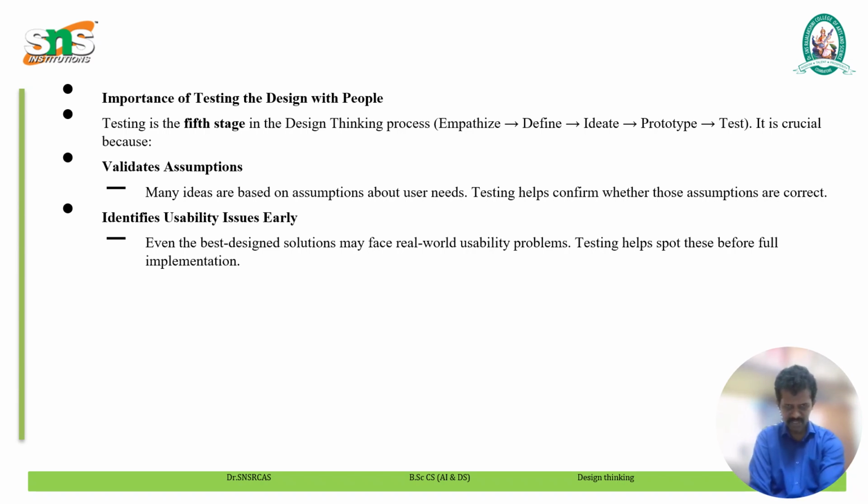The next one identifies the usability issues earlier. Even the best designed solutions face real usability problems, and testing helps spot these before full implementation. Once the problem has been identified, we scrutinize or check. After giving the solutions, if there are any changes, we need to go through all the stages from the beginning, so that before implementation we check with the other process.